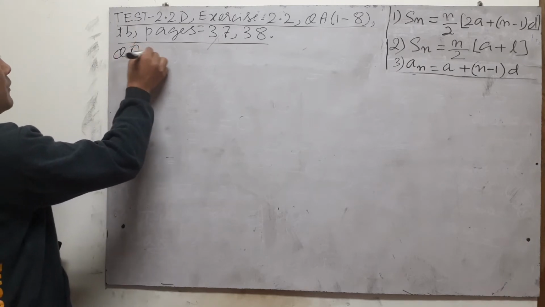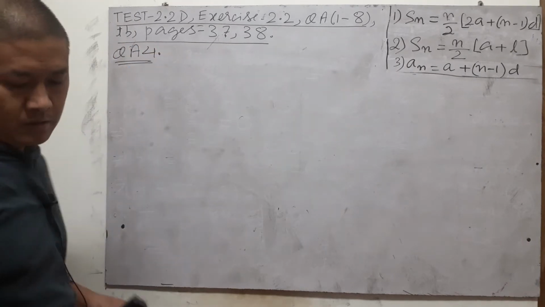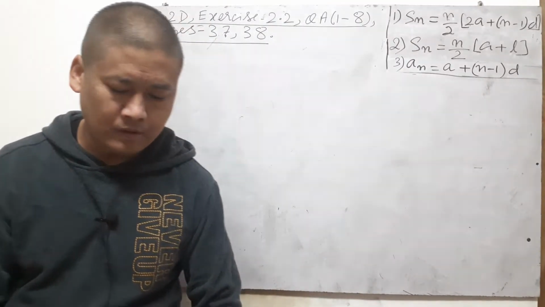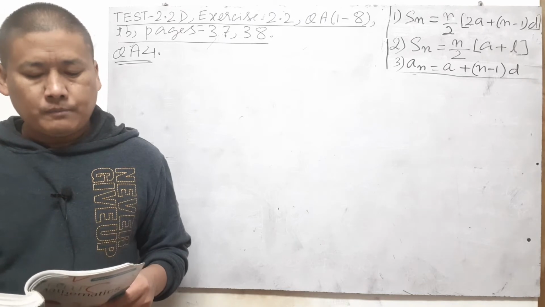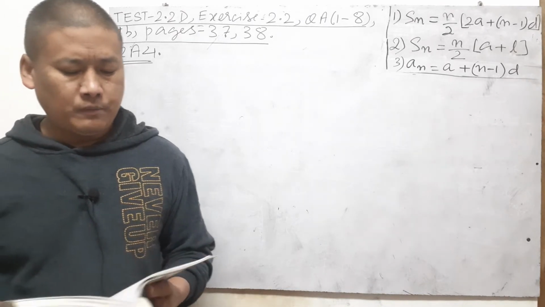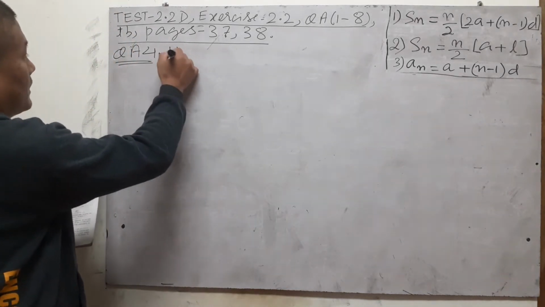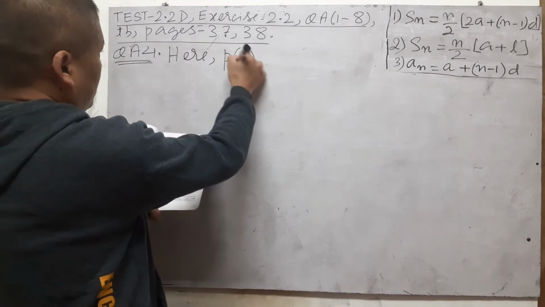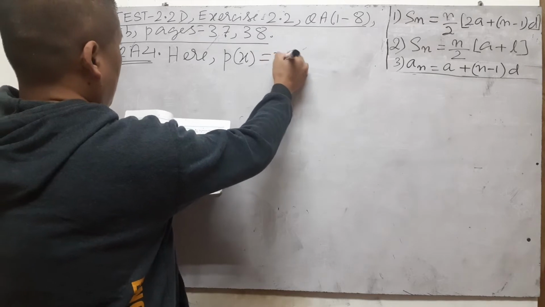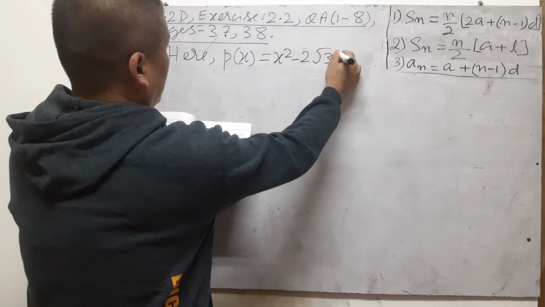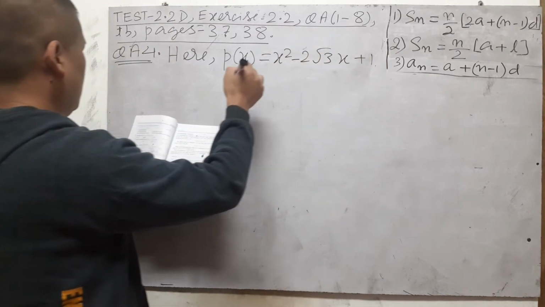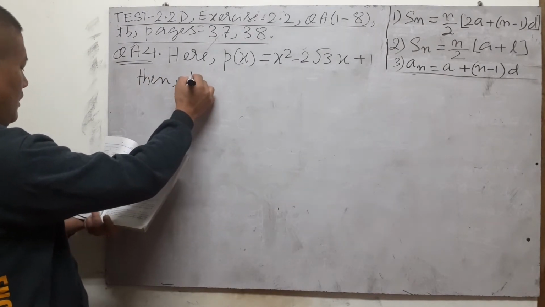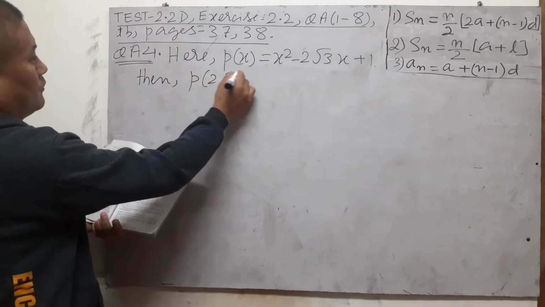Question number A4. Let me read the question for us. If p of x is equal to x squared minus 2 root 3x plus 1, then p of 2 root 3 will be equal to how much? We have to find. Here, p of x is given as x squared minus 2 root 3x plus 1. Then, according to the question, we have to find p of 2 root 3.